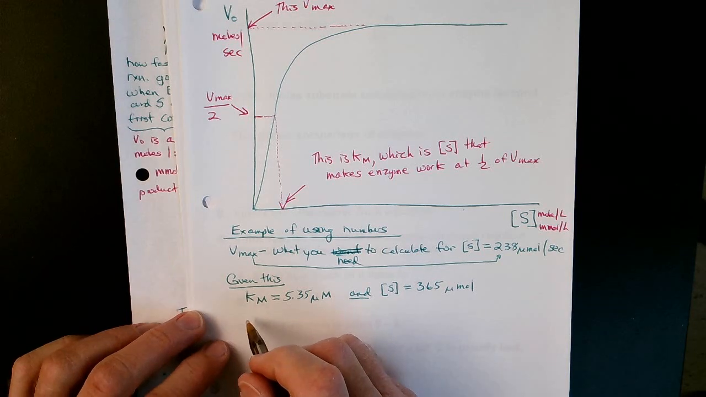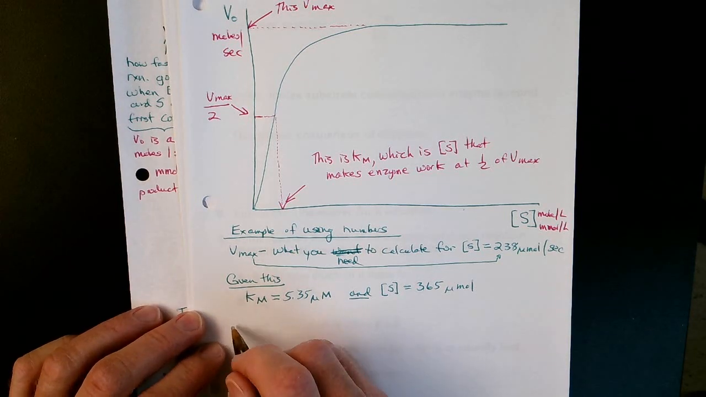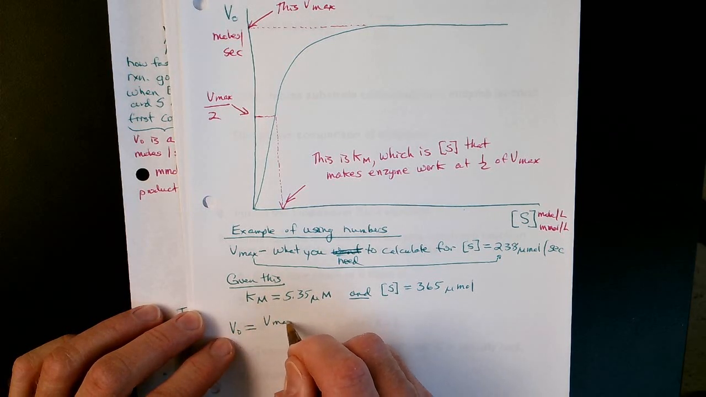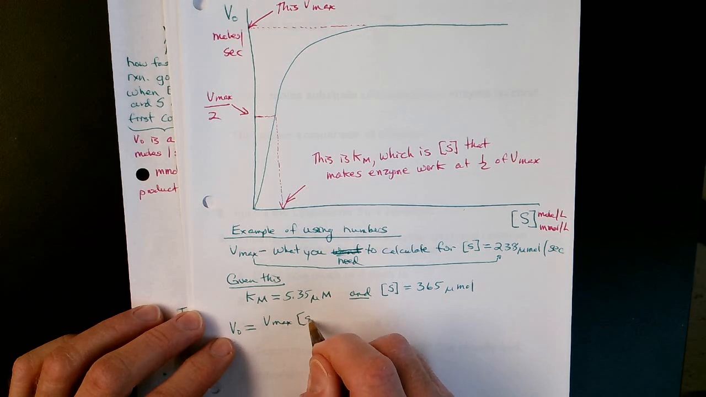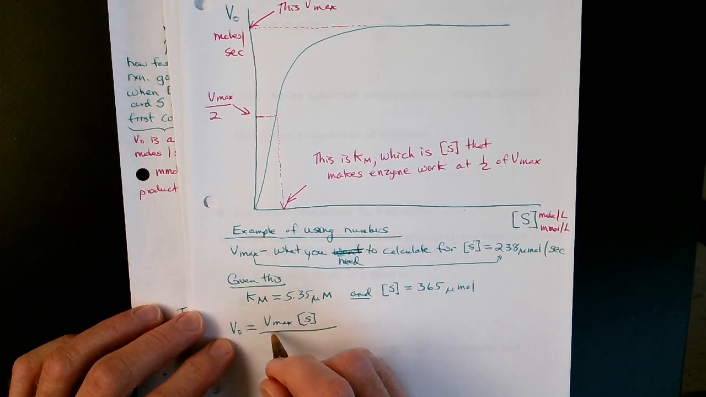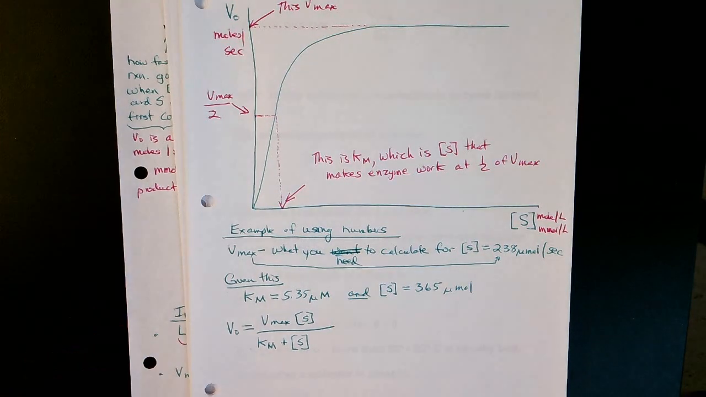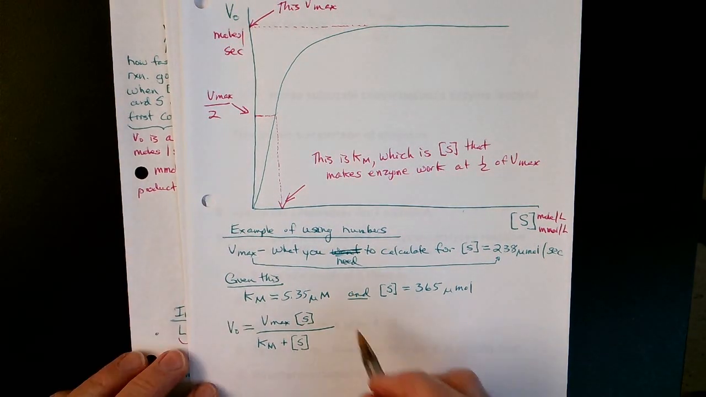Okay, so there are some numbers, and here's how you do the calculation. You go V0 equals, and you plug and chug: Vmax times the substrate concentration, all over, and this is where I see the confusion start to come in sometimes. You multiply by substrate in the top, and you only add it in the bottom. If there's any one pitfall to using this equation, that's where it usually comes in.